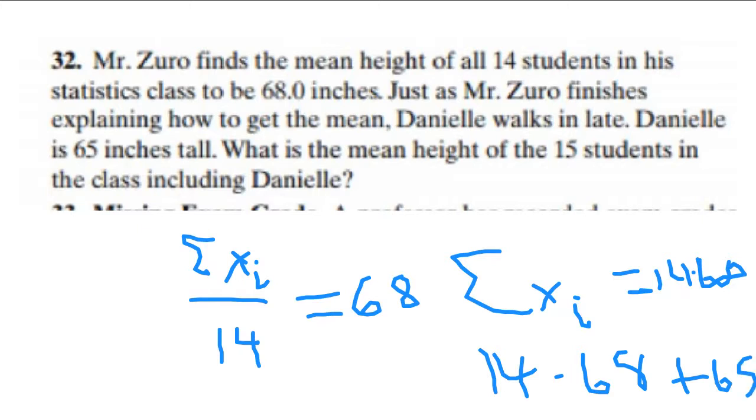So that means what you would have to do to find the mean for the 15 is take this number here, 14 times 68 plus 65, and divide this by 15. So this is what we would have to calculate. I don't think the mean is going to be 14. It says, what's the mean height? Well, it's going to be this, because this is what the new total is, adding everything up. So let's figure out what this is.